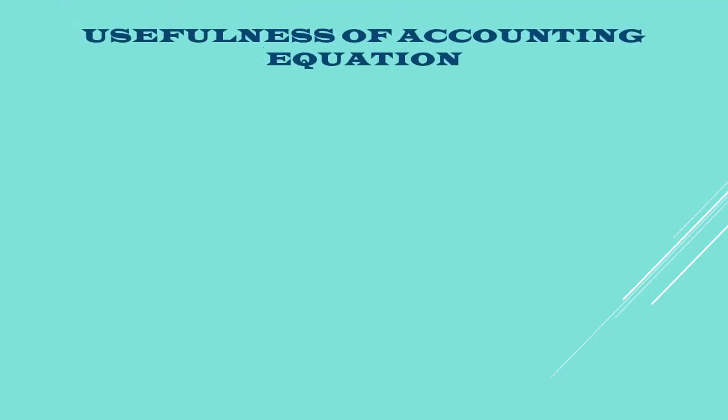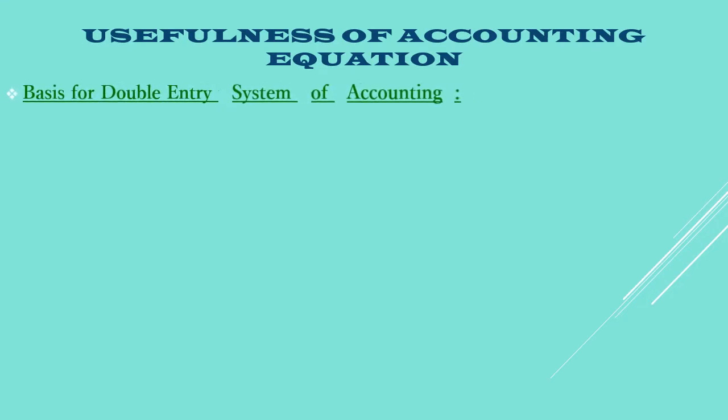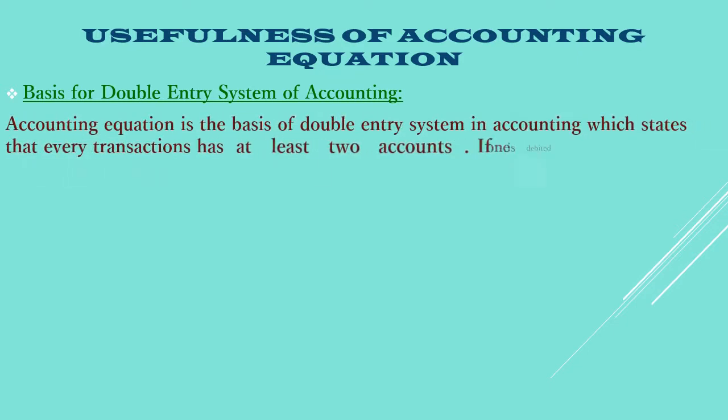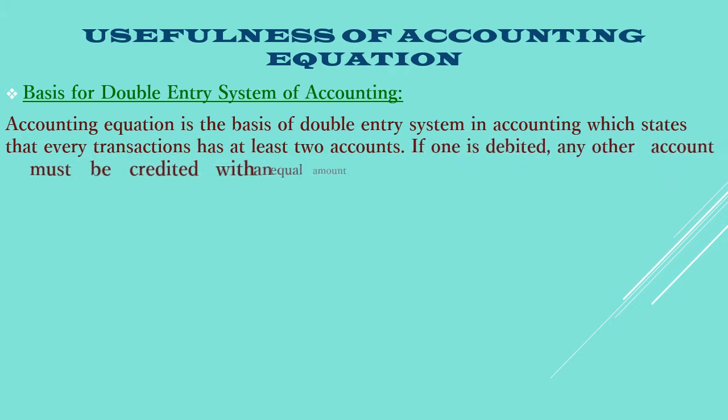Now let us look into the usefulness of accounting equation. By now you must have understood that in accounting equation all your capital and liability should be exactly equal to your assets. The first one here we have is basis for double entry system of accounting. Accounting equation is the basis of double entry system in accounting, which states that every transaction has at least two accounts. If one is debited, any other account must be credited with an equal amount.